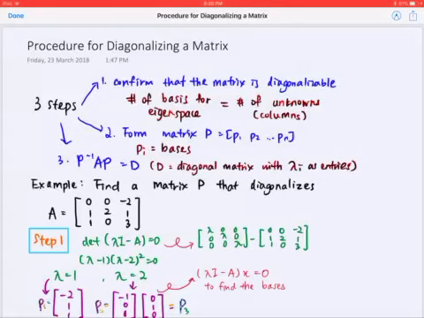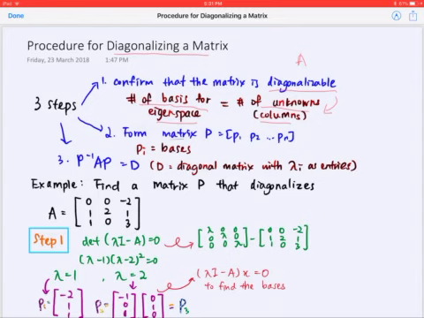Now let's look at the procedure for diagonalizing a matrix. There are 3 steps that you need to know to find the matrix P that diagonalizes a matrix. The first is to confirm whether the matrix is diagonalizable or not, which can be determined by the number of bases for the eigenspace and the number of unknowns.